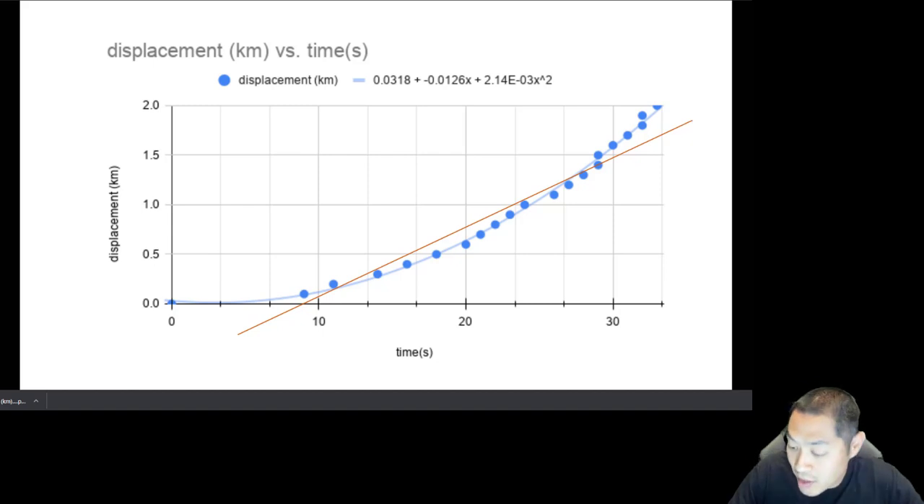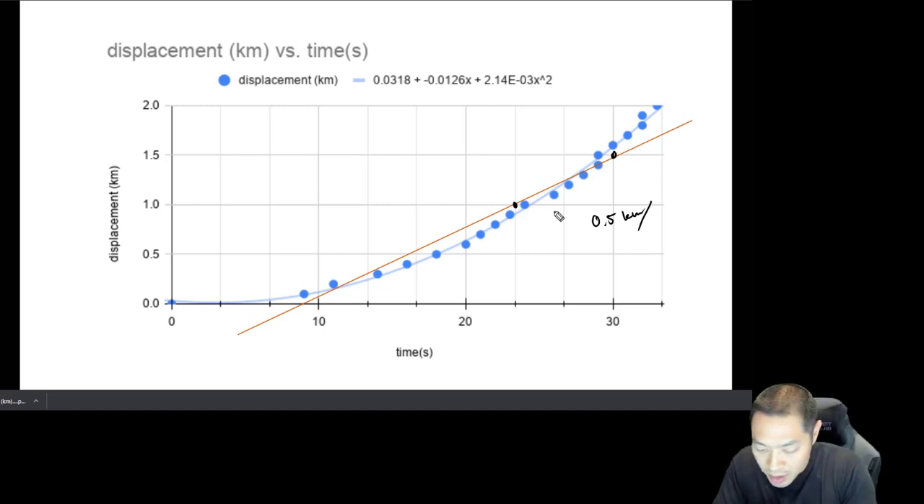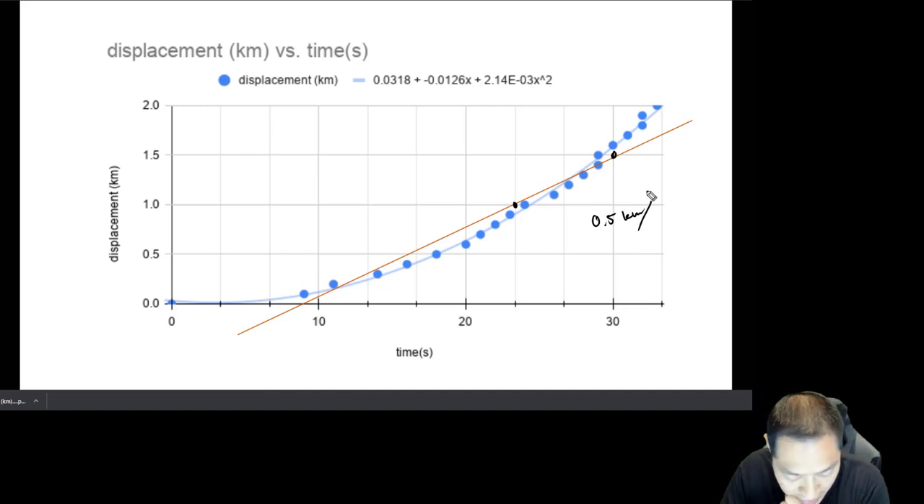And then to find the slope of this, let's pick out 2 points. The finest slope here is 1 point, and this is close enough. Let's do an estimate. So the rise is 0.5 kilometers. The run is, let's see, each one is about 3.3 seconds, so about 6.6 seconds. Yeah, looks like this graph is 6.6. So here, this is our acceleration.